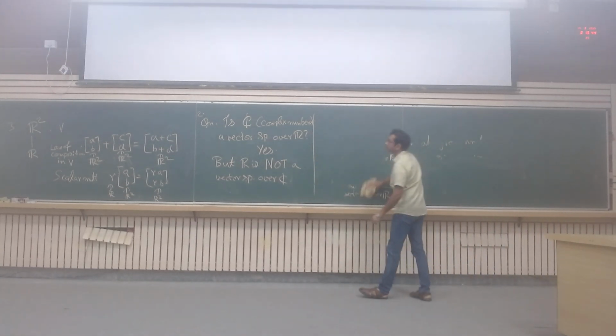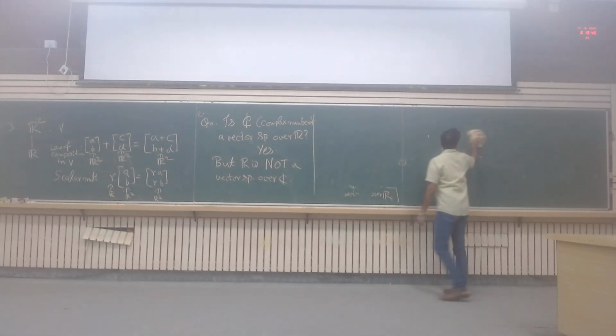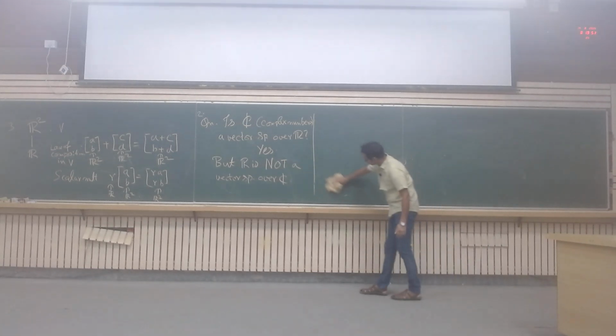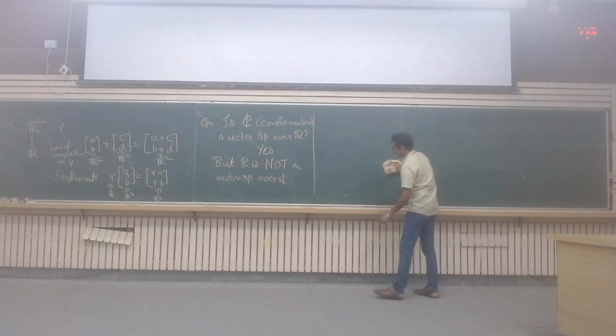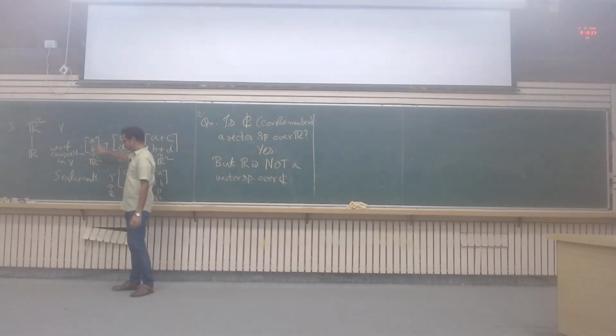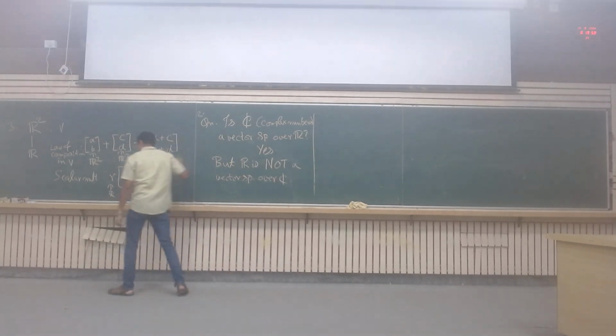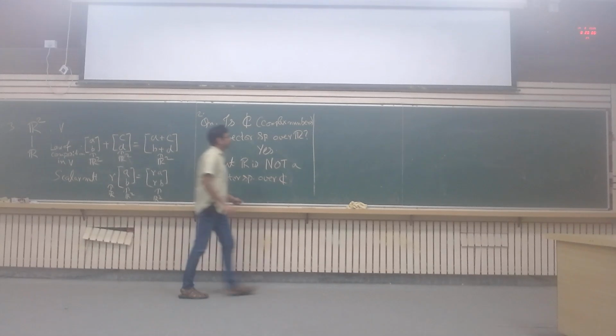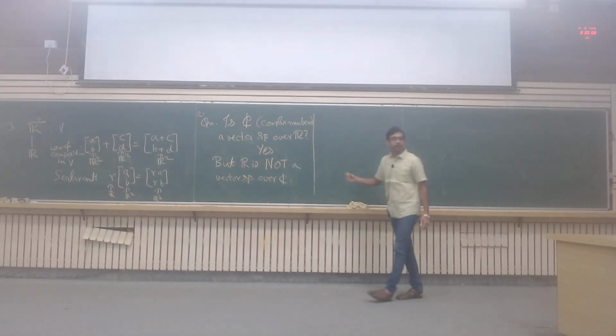So now, another example. We saw that over R, this kind of thing, like if you have (a, b) or a plus bi, these are all examples of vector spaces, right? So how about this one? Suppose if you have, yeah, please.